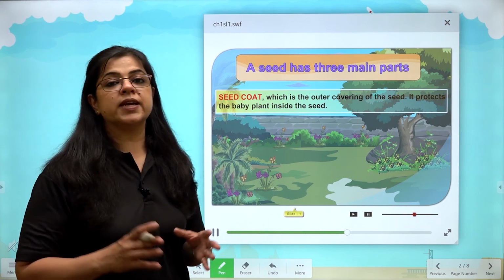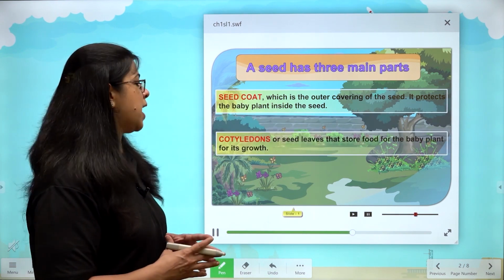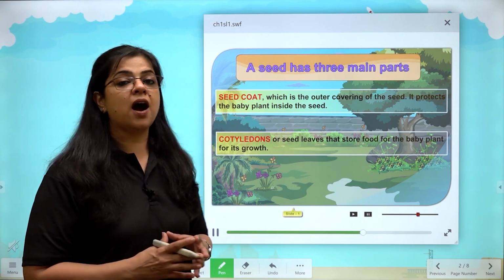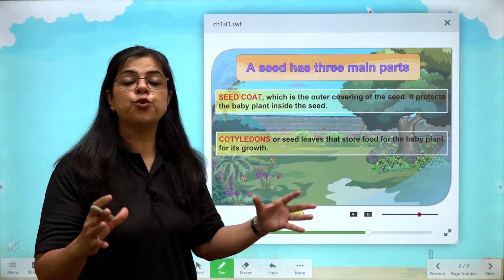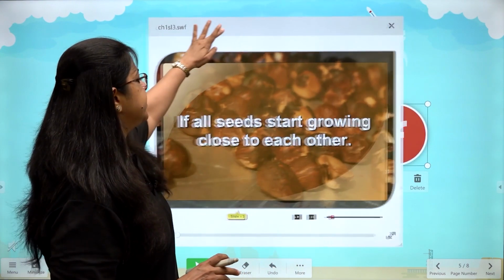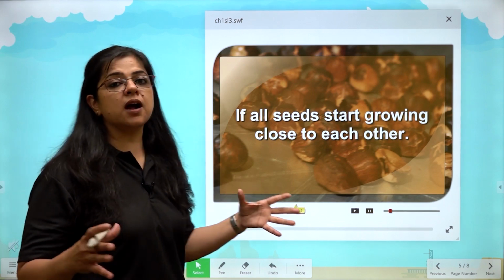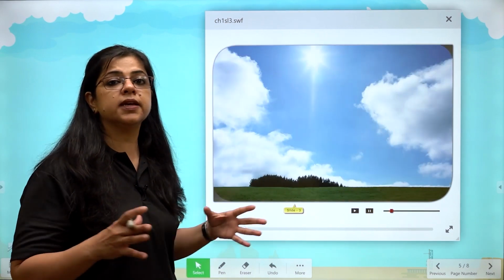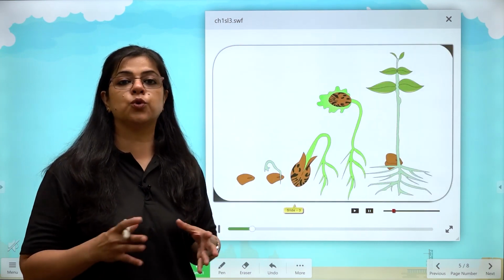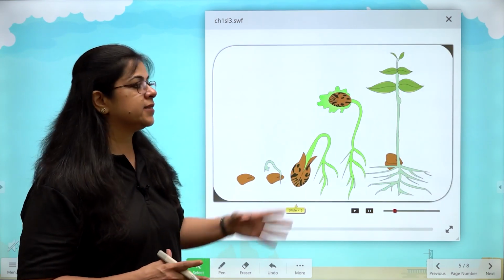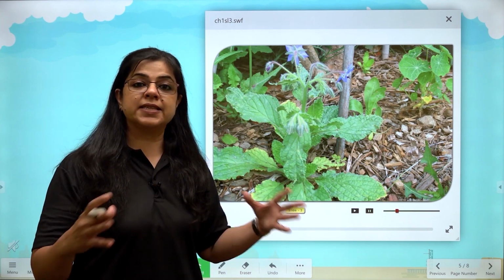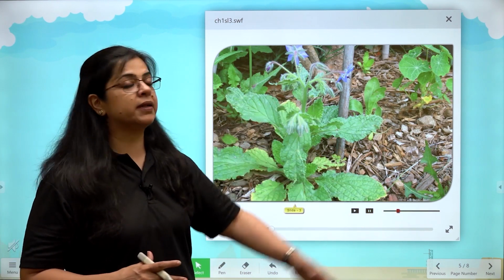After the seed coat is the second layer, which is known as cotyledons. Cotyledons or seed leaves are the part which stores food for the baby plant. We have to understand that if all the seeds start growing close to each other, they are going to fight for air, warmth, and space. They will not be able to grow properly. That is the reason it is important for seeds to disperse, matlab scatter away from the mother plant.